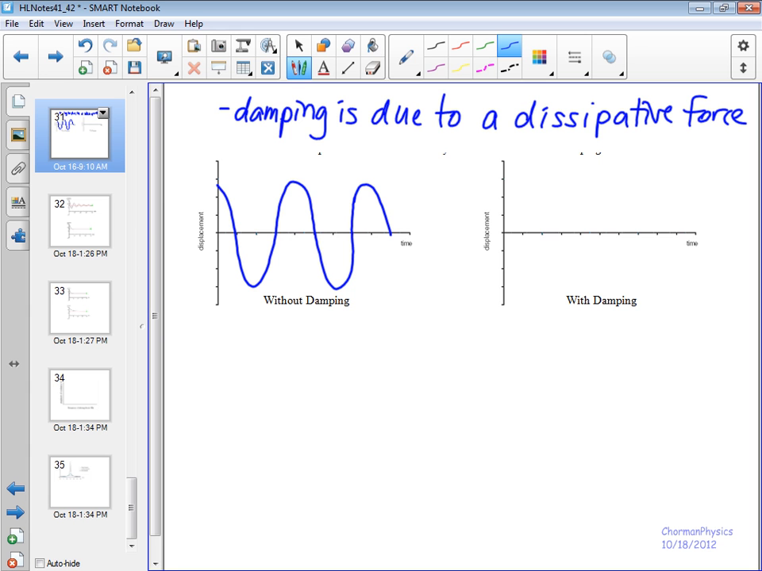What that means is that when we talk about transfer of energy, you cannot recover that energy. That energy is lost. So an example of a dissipative force would be friction, friction within the spring itself, which can cause the damping, the amplitude to decrease. And we can also use an actual damper. We can put a damper in place in parallel with that spring and slow down the vibrations of our object.